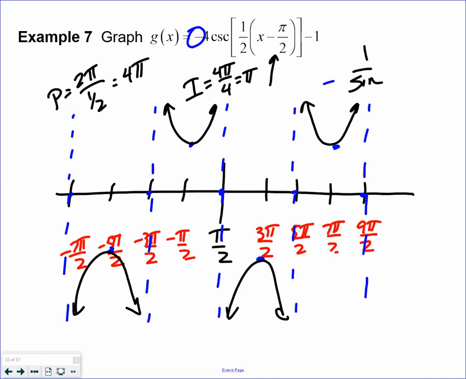Next, I need to describe the midline and the amplitude. So the midline is at -1, and the amplitude goes up and down 4. So up 4 and down 4. And then I always draw in the y-axis. The y-axis happens to be right in here, in between the positive and negative pi over 2.